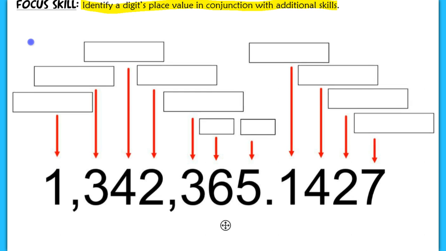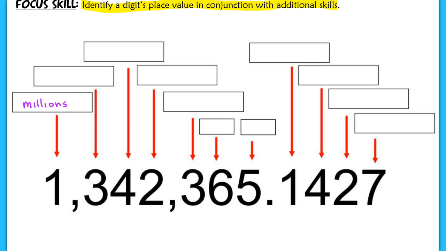in our skill sheets. Okay, our first digit here, 1. This is the millions place. Our 3 here is in the hundred thousands place. So make sure you get the spelling right here. So in other words, if I had not seen the 1 here, let's say this number did not have the 1 in front, I would read this as 342,000. Okay, so far, so good.